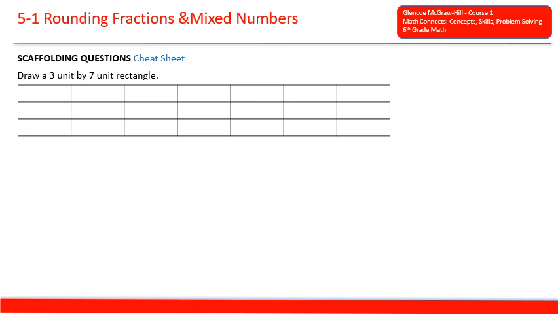So we're going to use a 3 unit by 7 unit grid again. And this time we're going to shade 1/7 of the rectangle. So there is 1/7, and again we can just count. We can shade 1 of each row of 7. How many squares did we shade?